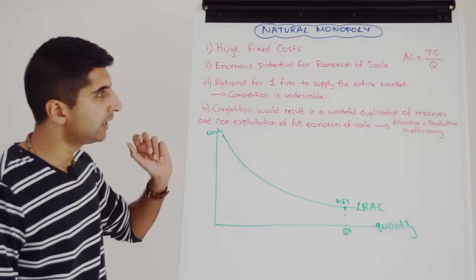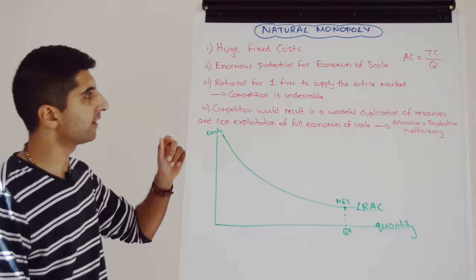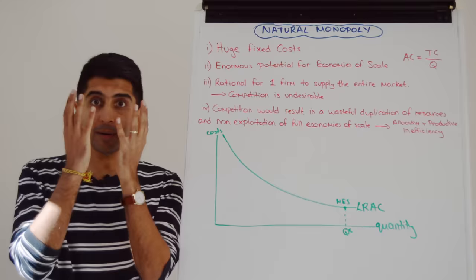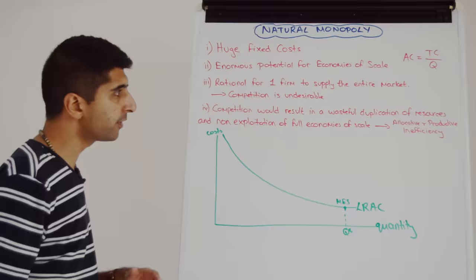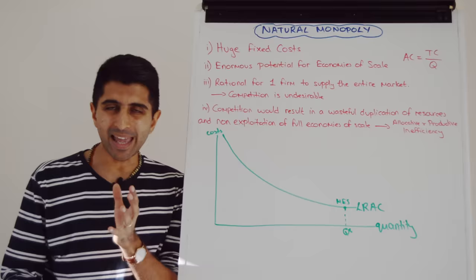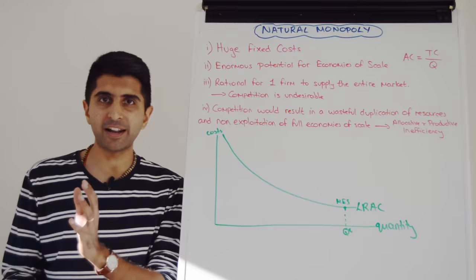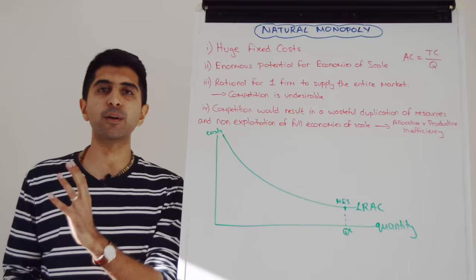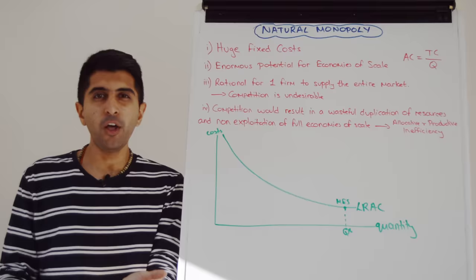Look at number three and number four. These are very interesting characteristics. It makes rational sense for only one firm to supply the entire market. In fact, we can say competition is undesirable here. Unbelievable thing to say, competition not desirable, and even deeper, why is that the case? Well, because competition would result in a wasteful duplication of resources. Why? That's because the first firm into the market, the first mover, has got the economies of scale advantage. So if any other firm were to enter later, they're not going to have the same economies of scale advantage as the first firm, and eventually, therefore, they're going to be priced out of the market. As they leave the market, all of their infrastructure, all their resources are going to be left idle. What a waste, what a wasteful duplication of resources here.